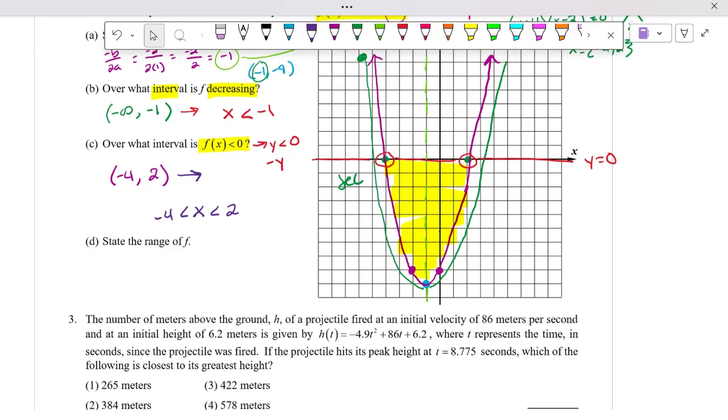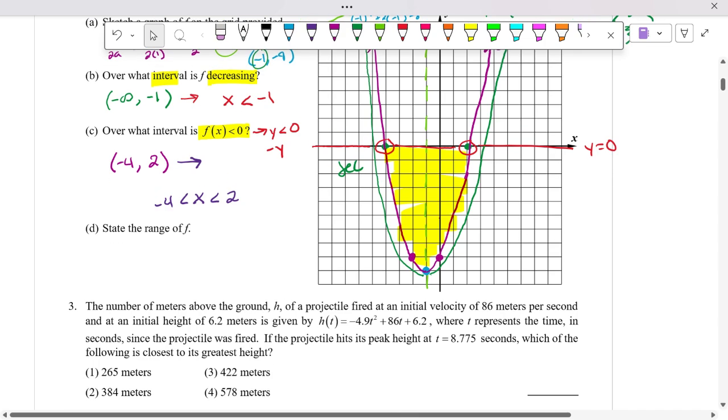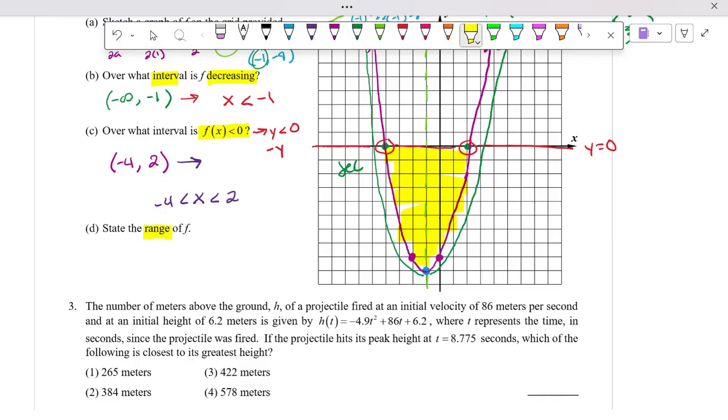All right, lastly, state the range. So range is what? Nope. Range is your y values. The domain would be all real numbers, but your range is your y values. So remember, you go from bottom to top. So what's my lowest y value?